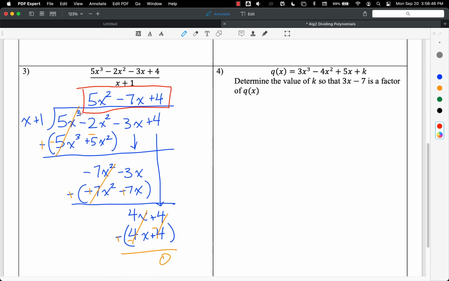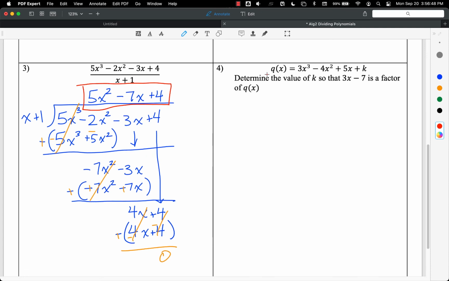And number 4 was really the hard one. I want to spend a little bit more time on it for those of you that are coming to the video solutions for this answer. This is phrased very differently than the three previous problems. How do you make sure that 3x minus 7 is a factor? That's a weird way of saying it. It just means that it is divisible without any remainder.